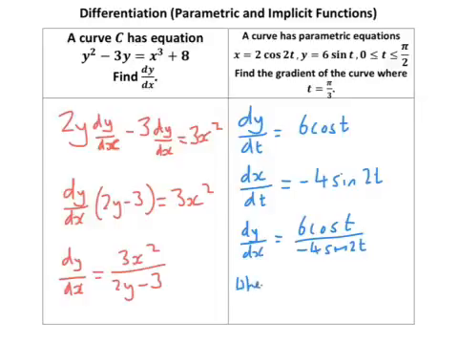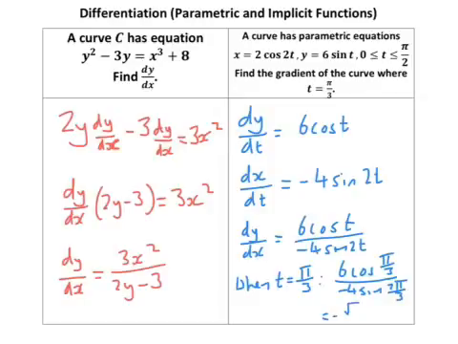When t equals pi over 3, I get 6 cos pi over 3 over minus 4 sine of, what's that, 2 pi over 3. And stick that in your calculator, you get minus root 3 over 2. Pretty straightforward yet again. So just find dy dt, find dx dt, stick one over the other. Simples.